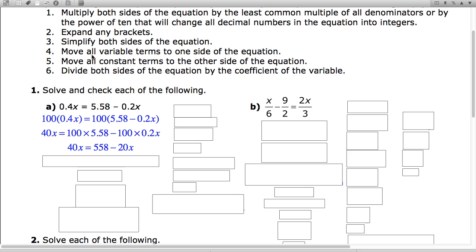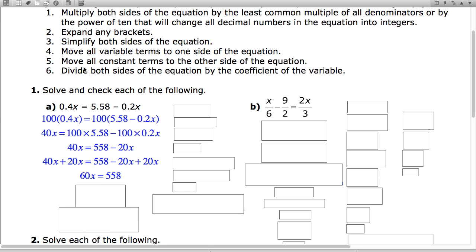The next thing we want to do is move all the variable terms to one side of the equation. My choice is to move the variables onto the left. I do that by adding 20x to both sides. The negative 20x, which was on the right, disappears because negative 20x plus 20x is 0. We just have the 558 remaining. When we add 20x to the left side, we add it to the 40x for a total of 60x.